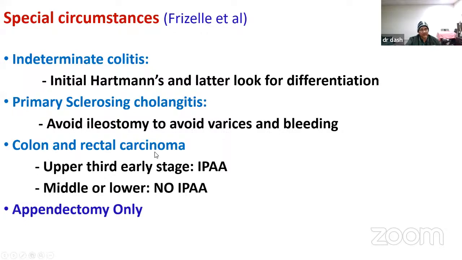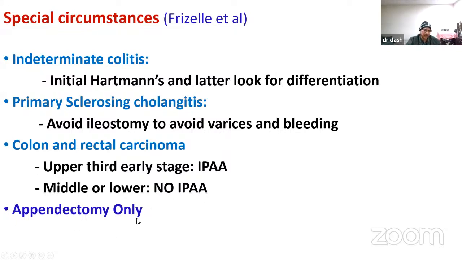If there is colon or rectal carcinoma, what is recommended is, if it is limited to the upper third and in early stage, you can go for an ileal pouch anal anastomosis. And if it is middle or lower, the guideline says that you should not do ileal pouch anastomosis. But 2022, 2023 articles have shown that even in the middle third, if you're getting a good margin, you can still go for an ileal pouch anastomosis.